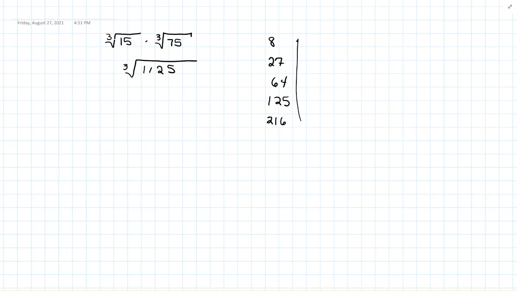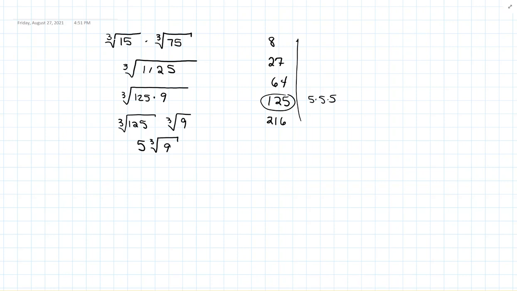So, you can take your 1125 and divide by, I'm guessing 125, which is just a guess, and it went in evenly. Cube root of, and then 125, and then times 9. Then you can break the radical up into the perfect cube, 125, times the cube root of 9. Since 125 is on the list, that was 5 times 5 times 5. The cube root of 125 is 5, and then I have the cube root of 9 left over. That's one way to do it.